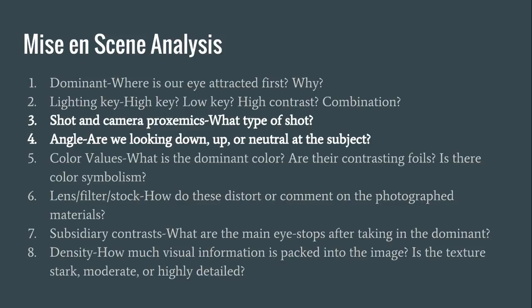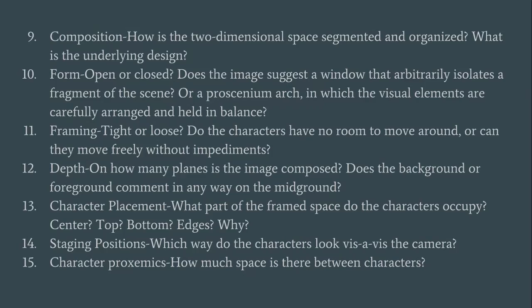Number 7 on your scene analysis is subsidiary contrast. So after the dominant, what is the next thing that our eyes look at? Then we're going to look at density. How much visual information is packed into the image? Is the texture stark, moderate, or highly detailed? Then we're going to look at composition. How is two-dimensional space segmented and organized? What is the underlying design?